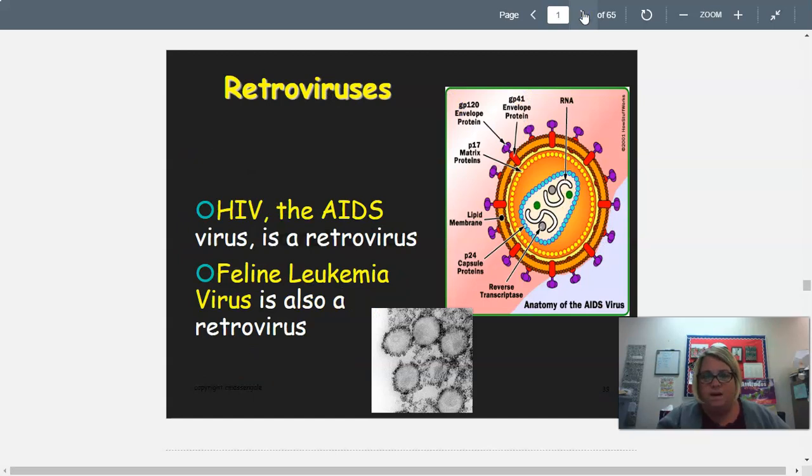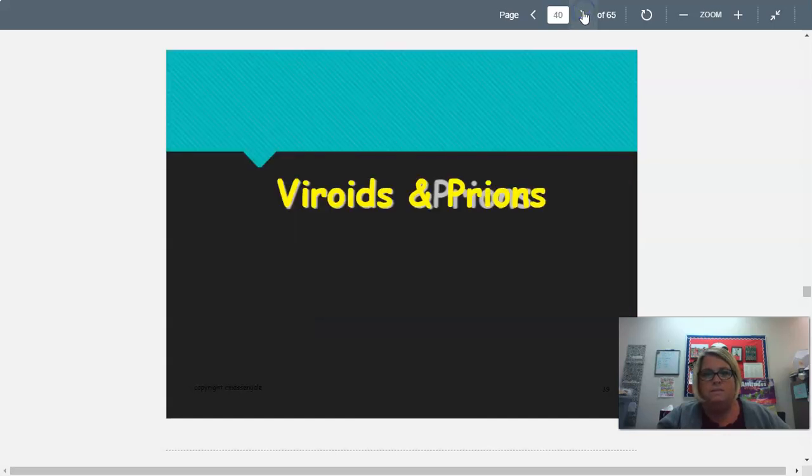HIV is a retrovirus. Feline leukemia is also a retrovirus. And that's where we're stopping on these. Next one will be viroids and prions.